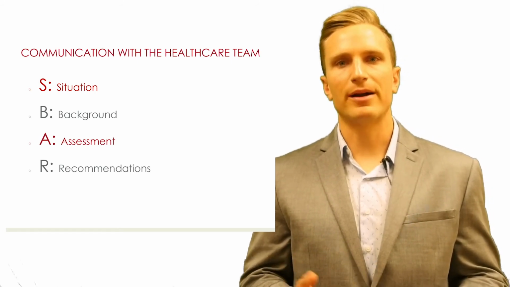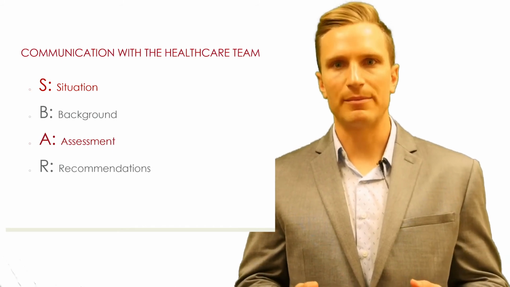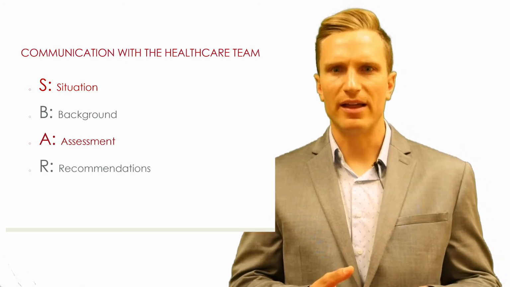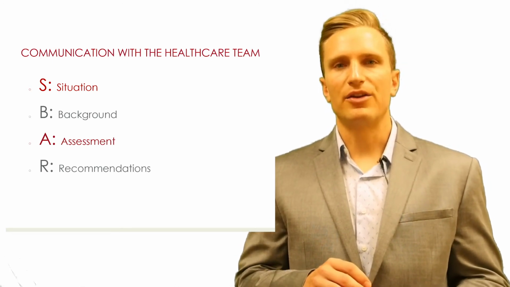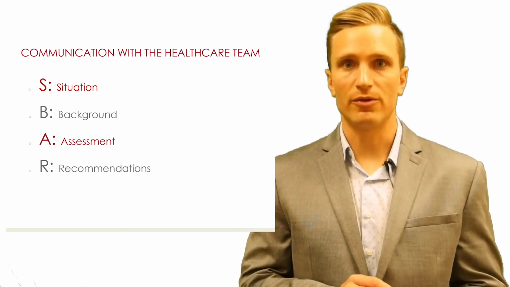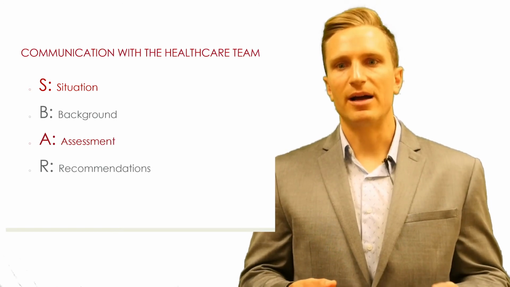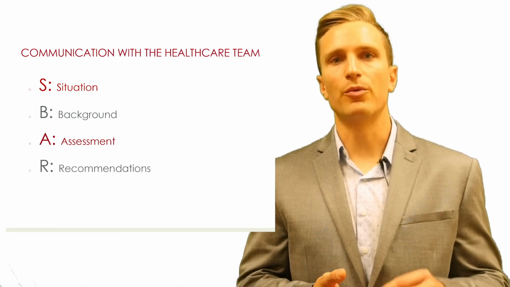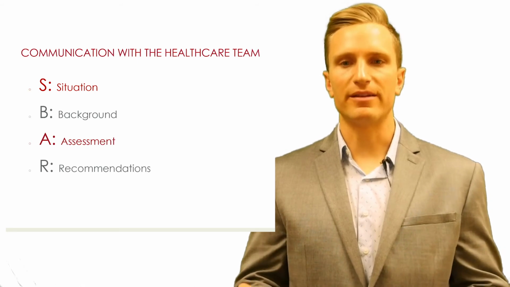B is for background. This is where you describe the case history. For example, who, what, where, and why. And then for assessment, which is the A, this is where you inform the team of your findings. Limit this to the essential. And then R for recommendation. That's when you explain what you need or what you would recommend for this patient's condition or this family's condition.